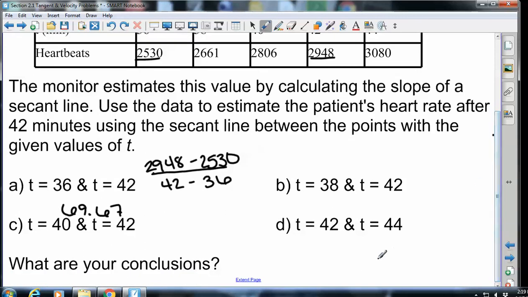Okay, so then I'm asking you to do the same thing with 3 other points. So, how about you 3 do the 38 to 42, and 3 girls do 40 to 42, and then you 4 do 42.